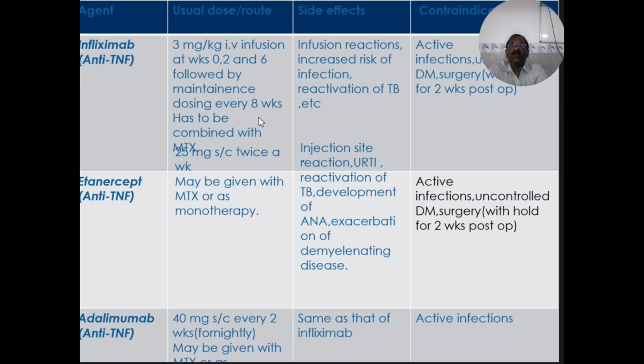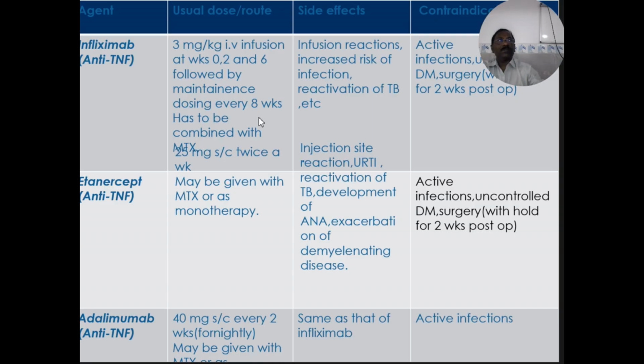See the infliximab, the dose is 3 milligrams per kg IV infusion at week 0. And the second injection is given after 15 days, at 2 weeks. And the third injection is given at 6 weeks. So this is all very, very important, followed by the maintenance dose every 8 weeks. So once in 2 months, we give it, to be combined with the methotrexate.